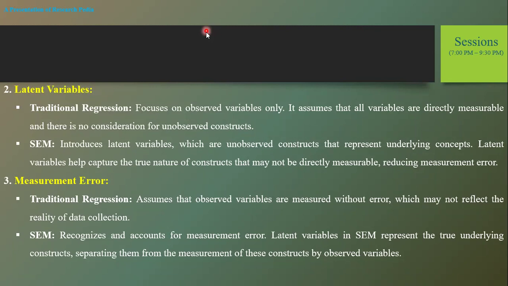Basically, preferably we should go for traditional regression. But if we are dealing with a relationship with a latent variable, or a complex relationship, like if we want to consider mediation, moderation, serial mediation, and something like this.